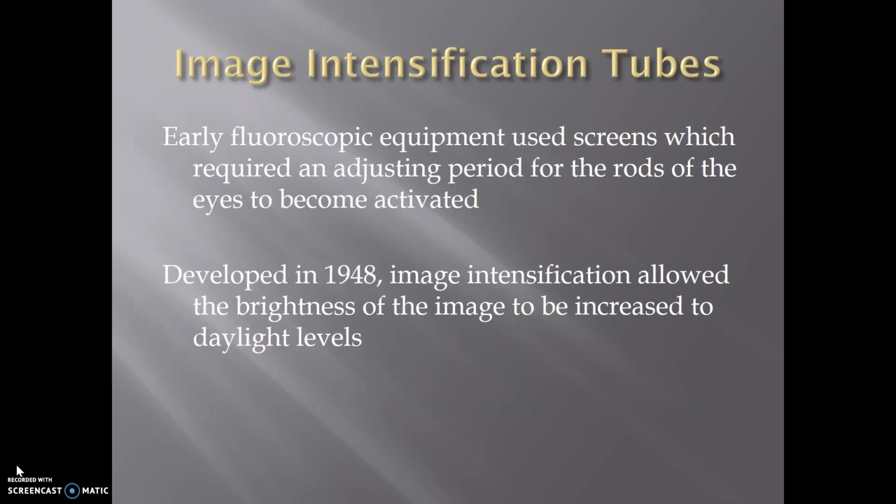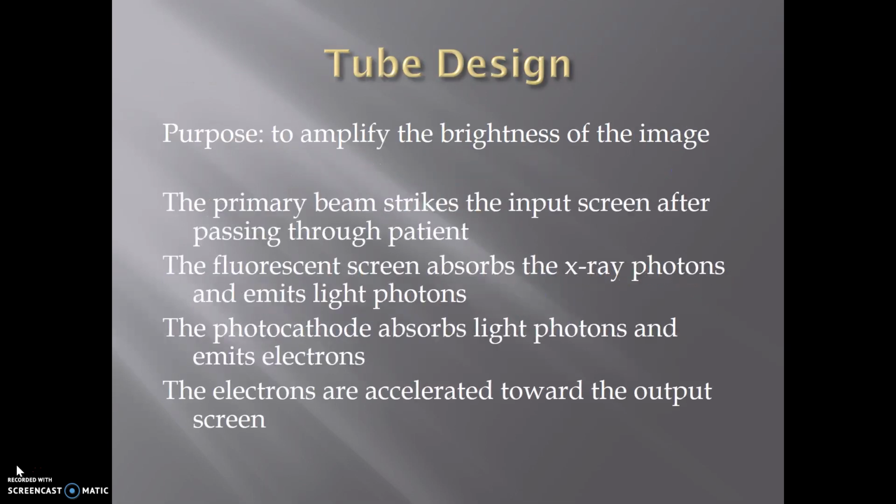Early fluoroscopic equipment used screens which required an adjusting period for the rods of the eyes to become activated. The image intensification system, which was developed in 1948, allowed the brightness of the image to be increased to daylight levels. The purpose of image intensification was to amplify the brightness of the image.